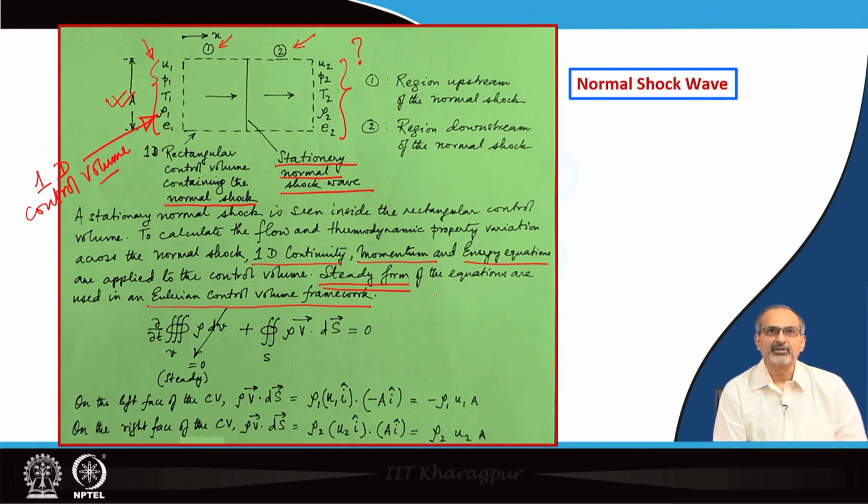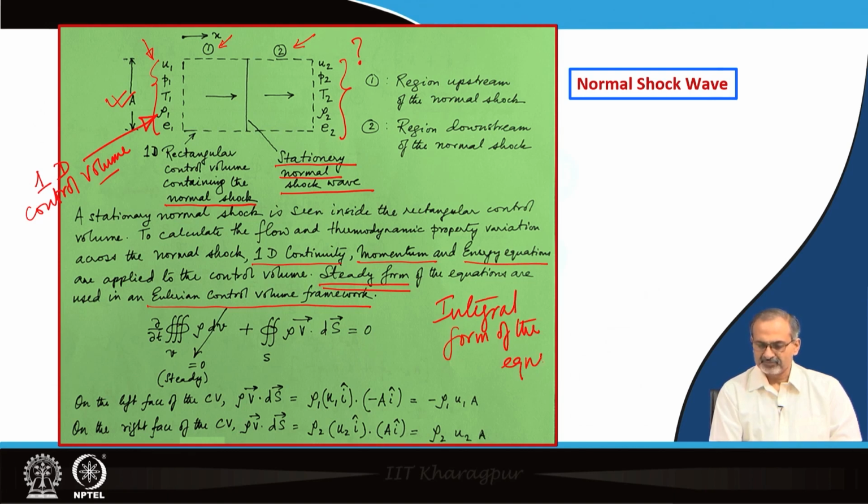framework. Now it is a good time to recall the Eulerian control volume framework, and you recall that there we use the integral form of the equations, and we do not follow the fluid particles, but rather we fix our view at a particular region of space. Since it is a steady flow, the del t term in the continuity equation goes to 0, and then we are only left with a flux term. It is a surface integral rho v dot ds, and that should equate to 0. That is the conservation equation.